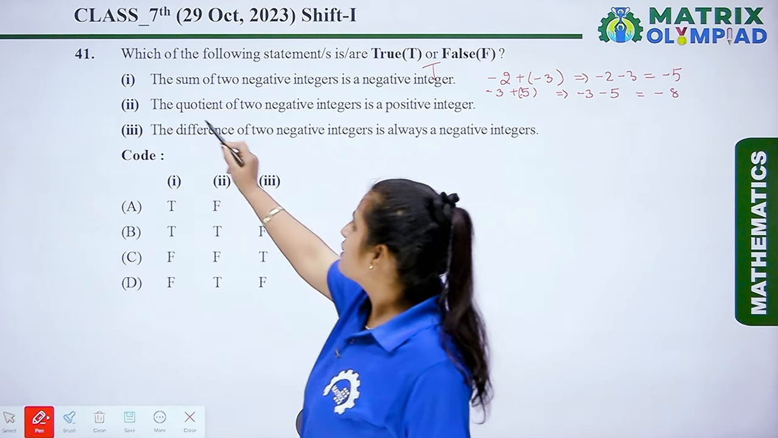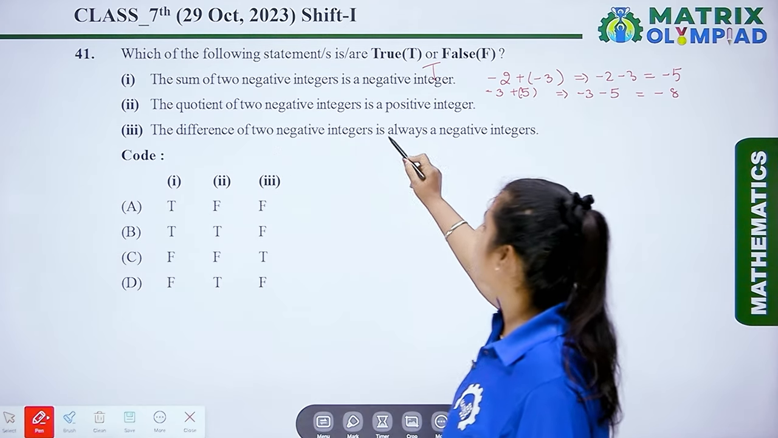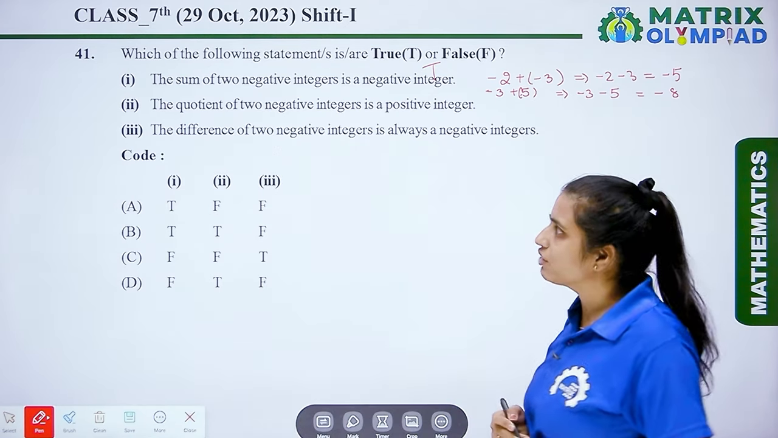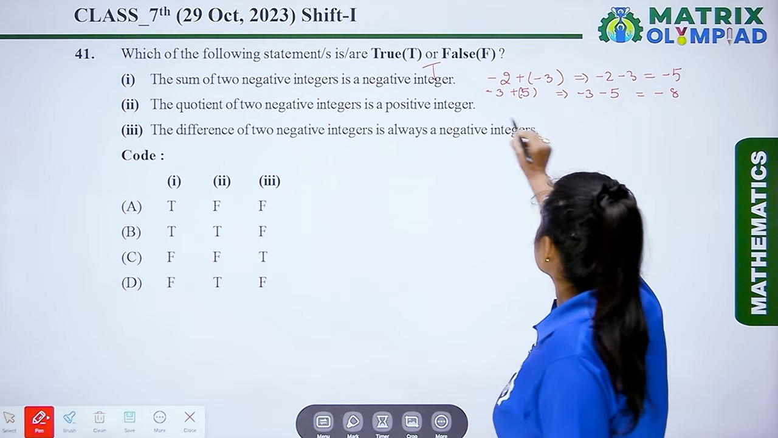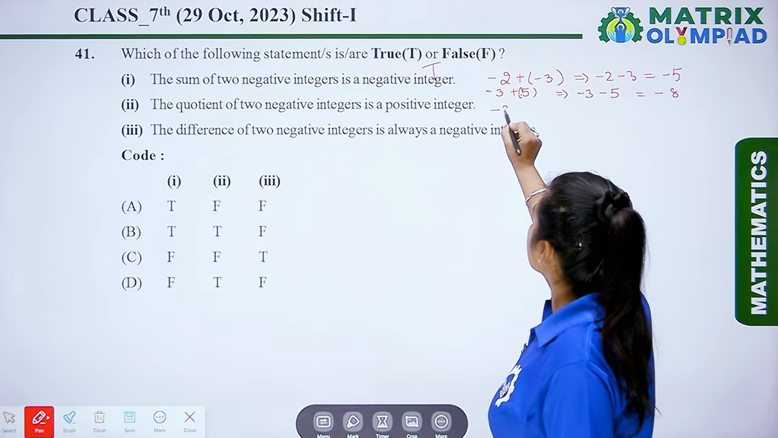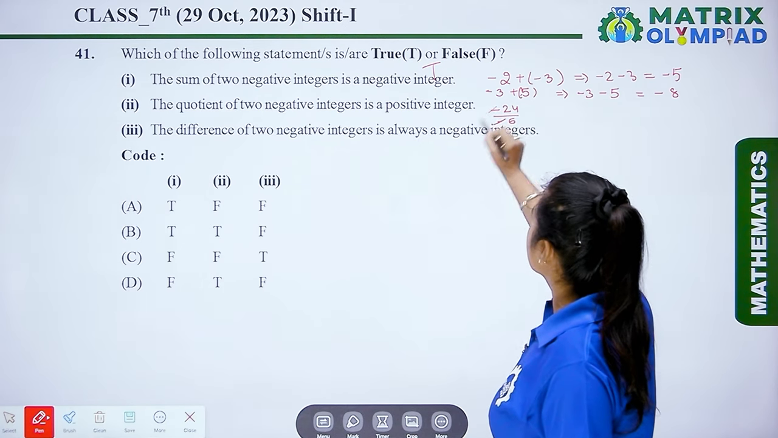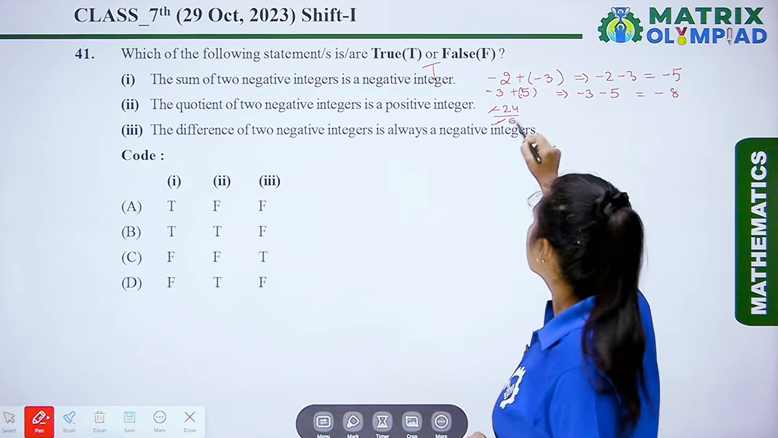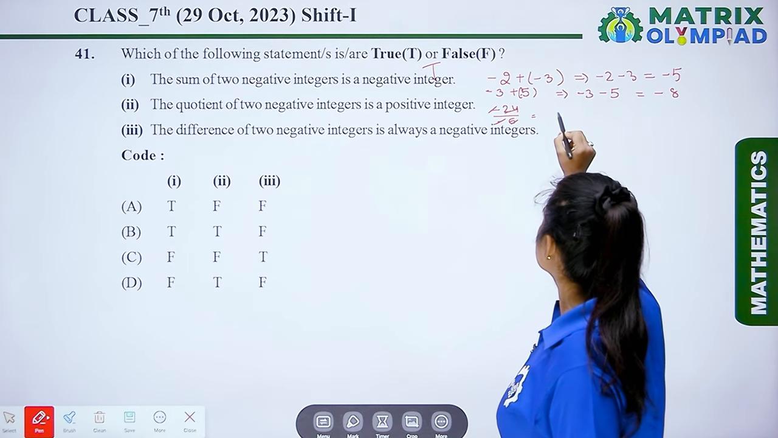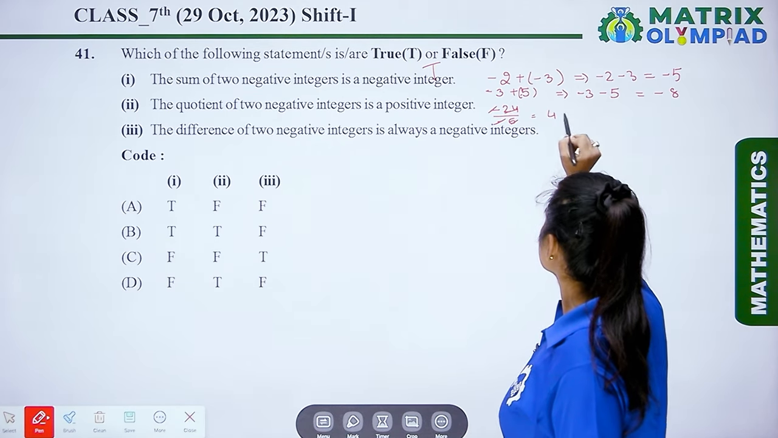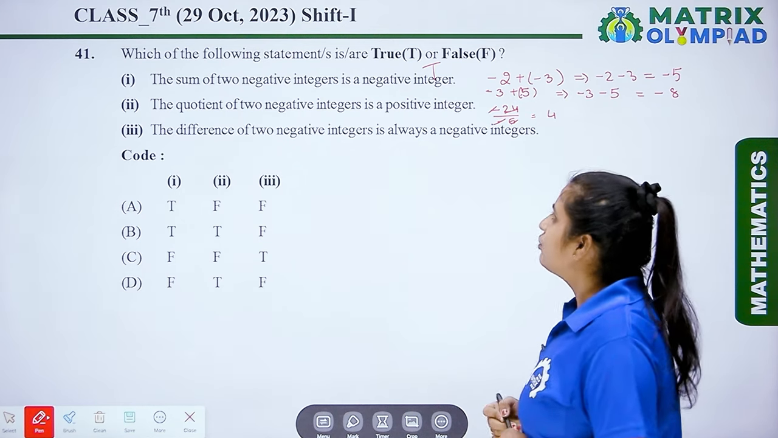Now, the next is, the quotient of two negative integers is a positive integer. Let's check. Let's take negative 24 divided by negative 6. So, negative negative will become positive and this becomes positive 4.